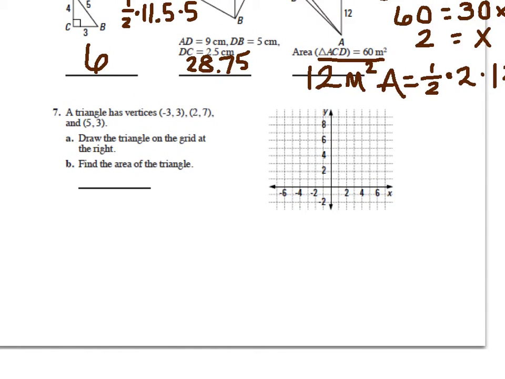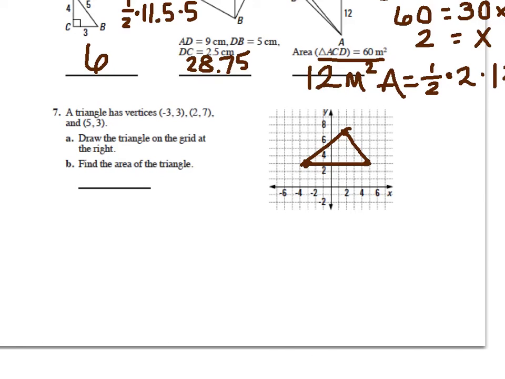For number 7, we have to actually plot our triangle. It gives us the vertices: -3, 3, 2, 7, and 5, 3. So we plot those points and make our triangle. Draw the triangle, done, part A.